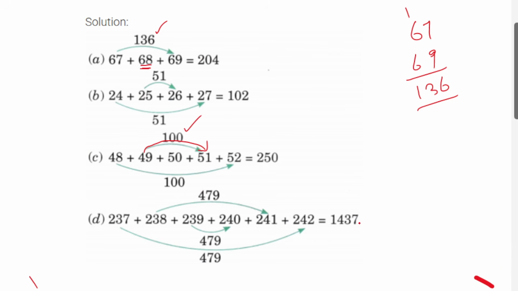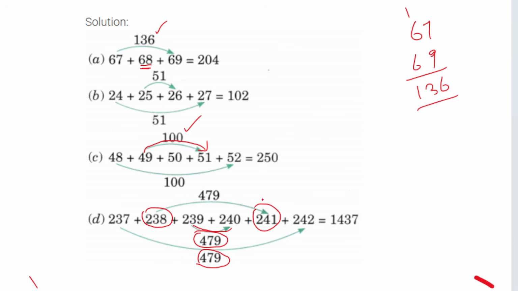Okay. And the last one, what we have to do? We have to add 237 plus 242, which is 479. And when you add 238 and 241, you will get 479. And when you add 239 and 240, also you will get 479.